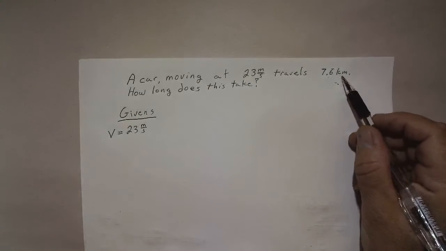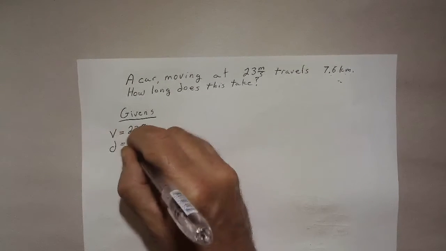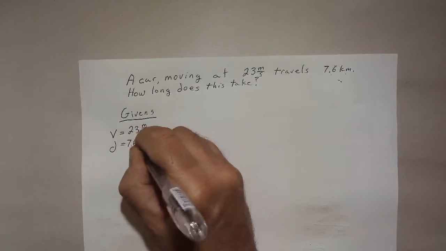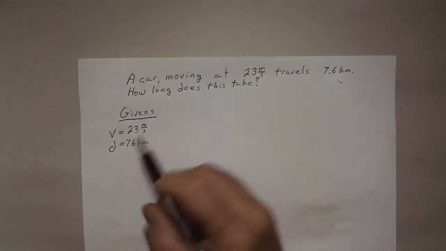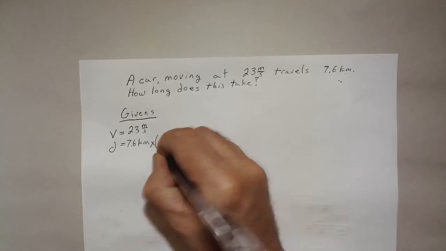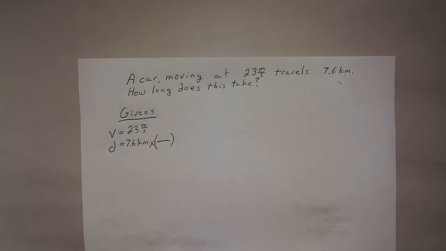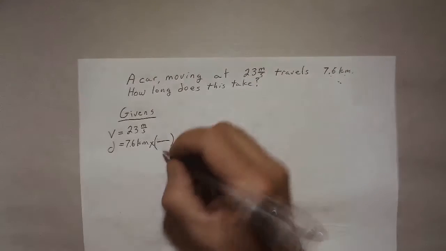It travels 7.6 kilometers. What is that? That is a distance. So distance equals 7.6 kilometers. Do we have any trouble with that? Well, yes, we do. It's not in meters. How do we fix that? Let me ask you, what do you suppose we multiply by? Yeah, you. The one who said 1? That's right. We multiply by 1.